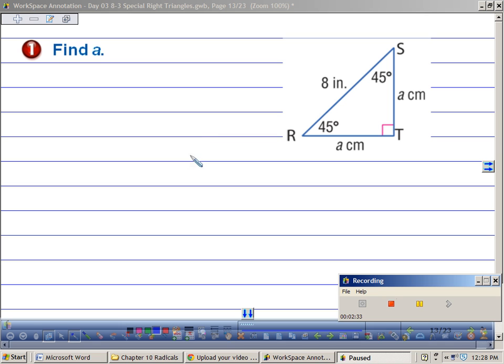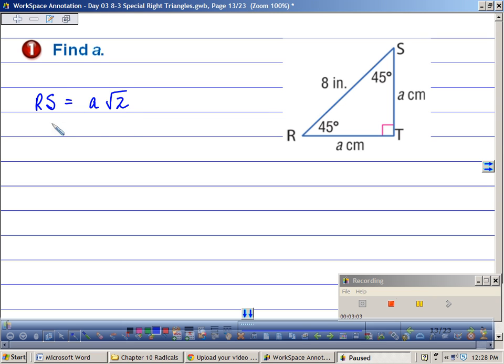Okay, so let's look at this first problem. Just like in the last example, when we were looking at the theorem, what did we say? We said that the hypotenuse, which is RS, is how much bigger? It's bigger by root 2. So if I were to multiply the side times root 2, that would give me the hypotenuse, correct?